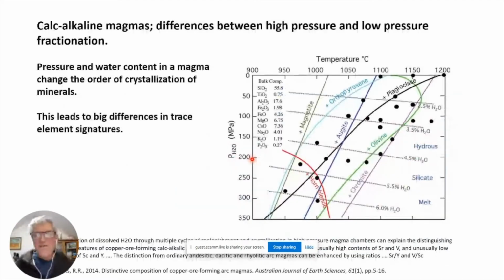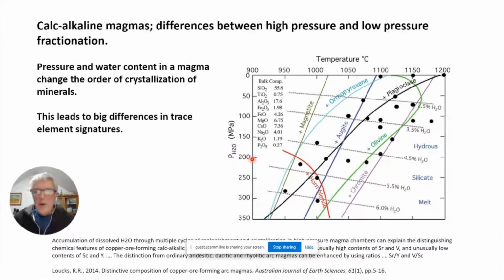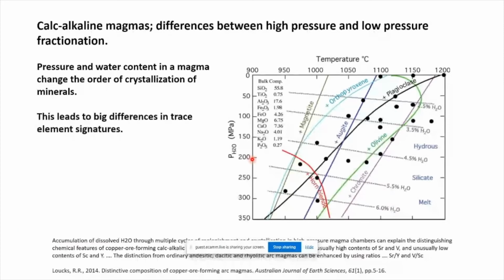There's only one phase diagram in here. This is kind of important. What I'm going to discuss here mostly is the differences between magmas that are generated at high pressure versus those that are generated at low pressure. That's because pressure and water content dramatically change the order of crystallization of common magmatic minerals. So that dramatically changes the trace element signature of those magmas, and it's important in what kind of mineral systems they eventually evolve to.